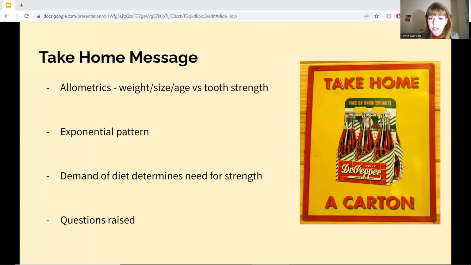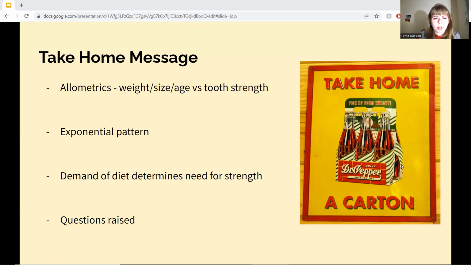At the end of the day, what I'd like you to get out of this talk is that allometry is a principle that explains a very clear and consistent pattern when it comes to tooth strength in the species included today. We also know now that this pattern is exponential. We are able to discern that allometry is a determinant in the dietary demands that an animal may have, which influences how strong a tooth must become for survival. But more than anything, I want this presentation to get you thinking about its implications and think about what experimental questions these findings can offer us, branching out into many other potential experiments.